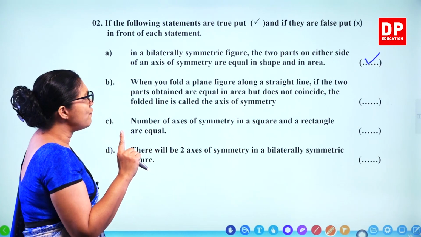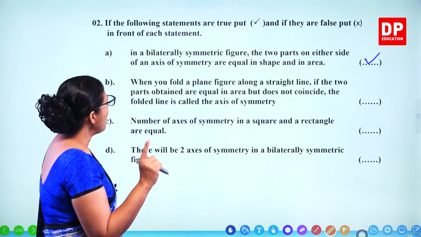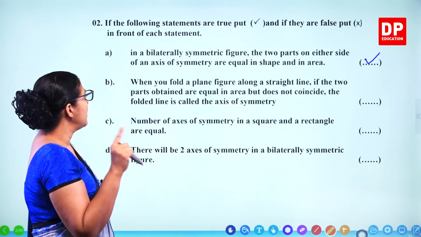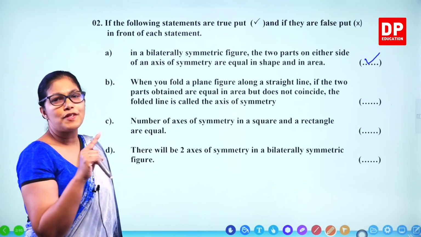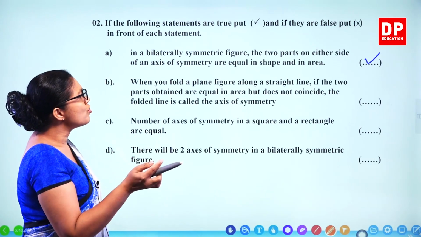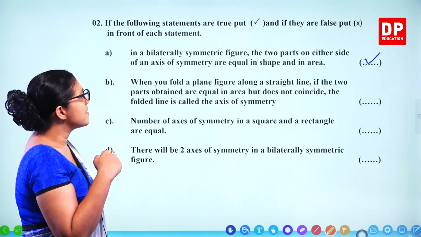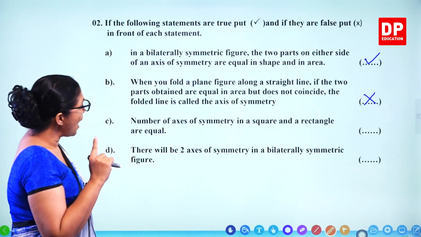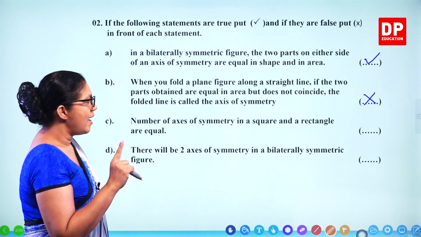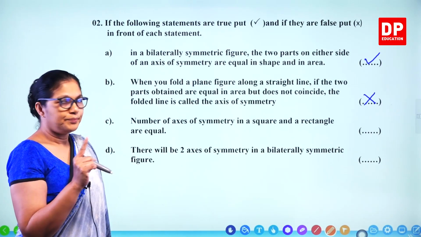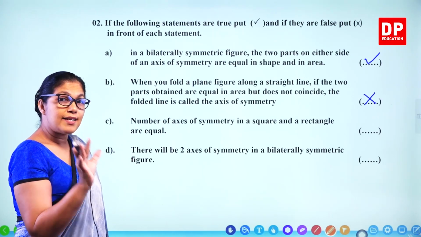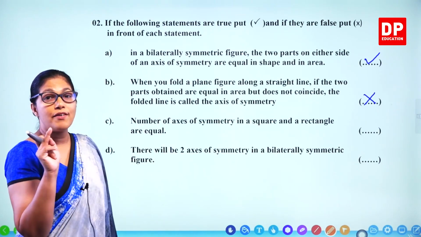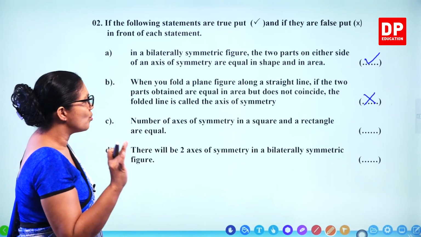When you fold a plane figure along a straight line, if the 2 parts obtained are equal in area but do not coincide, the folded line is called the axis of symmetry. That's wrong. If the 2 sides coincide, then it's the axis of symmetry. Number of axes of symmetry in a square and a rectangle are equal. That's wrong, because in a square you get 4 axes of symmetry, but in a rectangle you get only 2. So not equal.